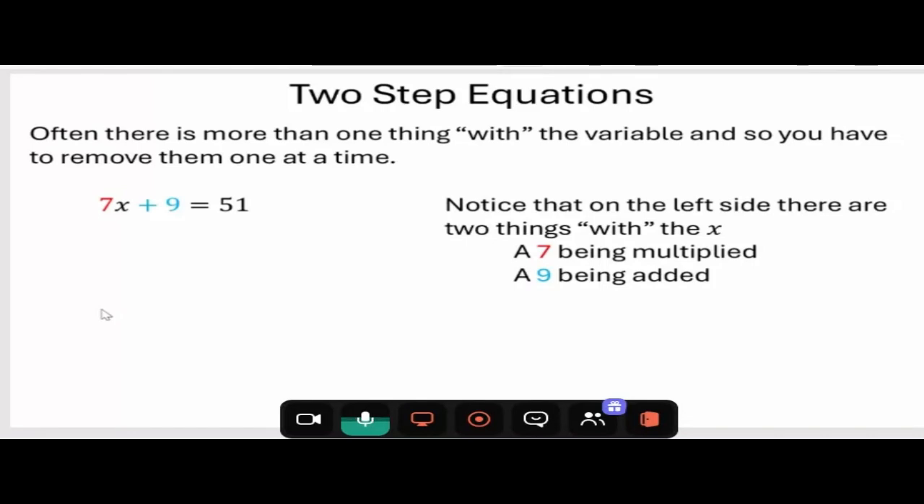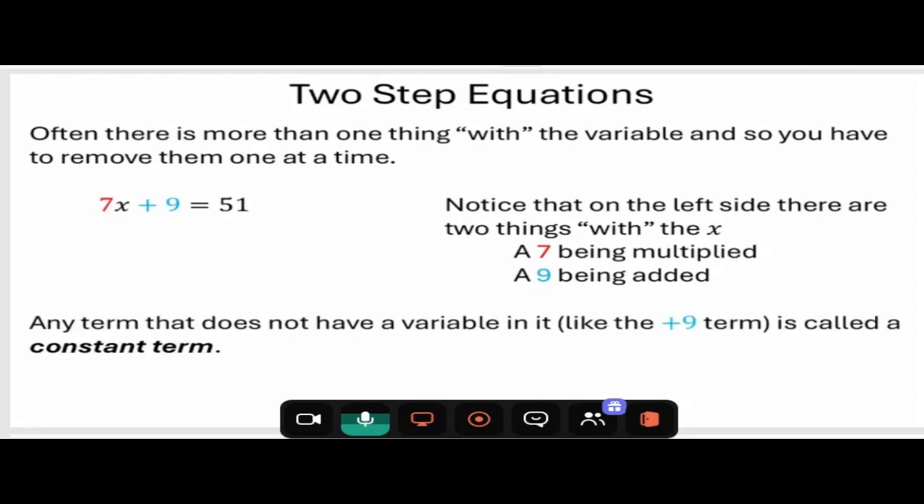And you notice the words I'm using there, closer and further away. We think of multiplication and division because of BEDMAS as being closer to the variable, and the adding and subtracting as being farther away. And we're going to get rid of the things that are farther away first. So it almost turns into reverse order of operations. So we have to get rid of the plus 9 and the times 7. We're going to do them one at a time.